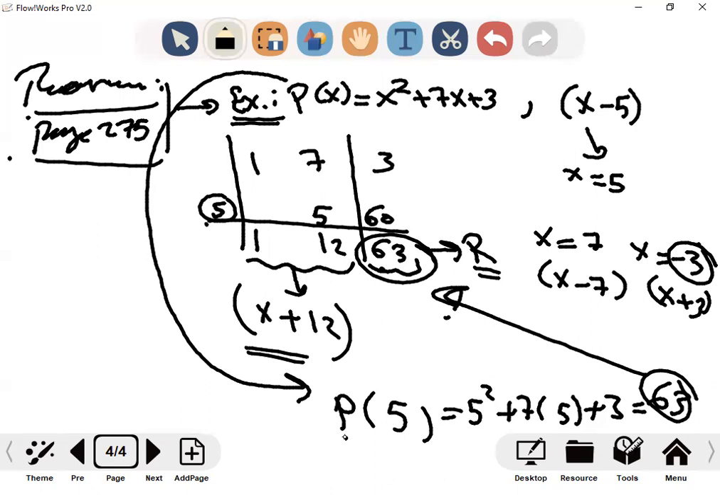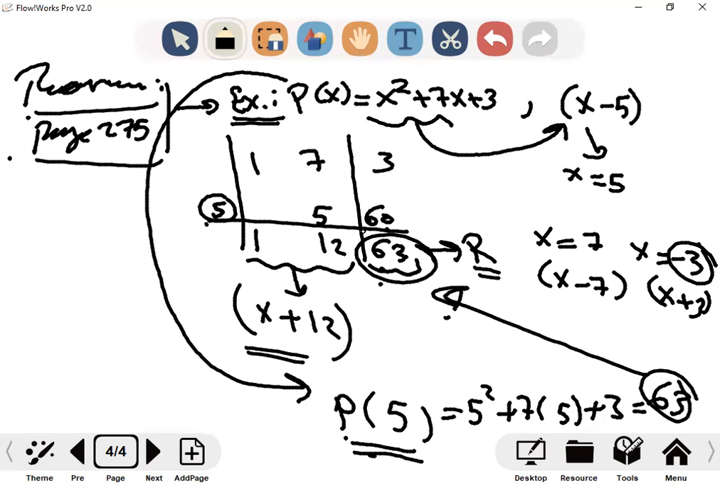So the theorem says, focus: for a polynomial p of x and a number a, the remainder upon division by x minus a is p of a. This means the remainder of the division on x minus 5 is p of 5. The remainder is the same as p of the number.